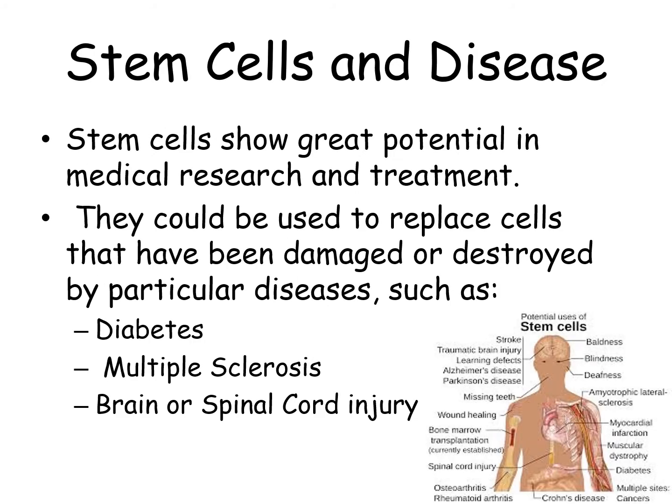Stem cells have been shown to have great potential in medical research and in therapeutic treatments. So in treating disease, they can be used to replace cells that have been damaged or cells that have been destroyed by particular diseases. These diseases include diabetes, multiple sclerosis, and brain injuries. So we can use the stem cells in order to replace the tissue that is damaged by these diseases.